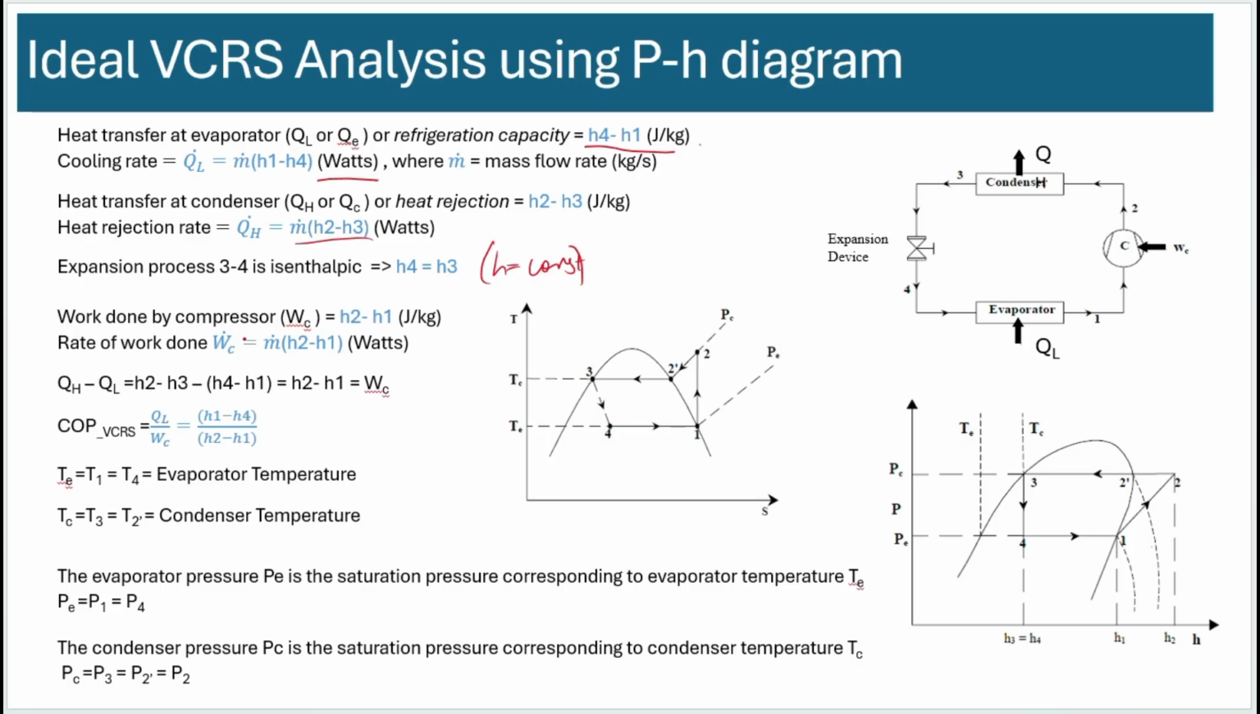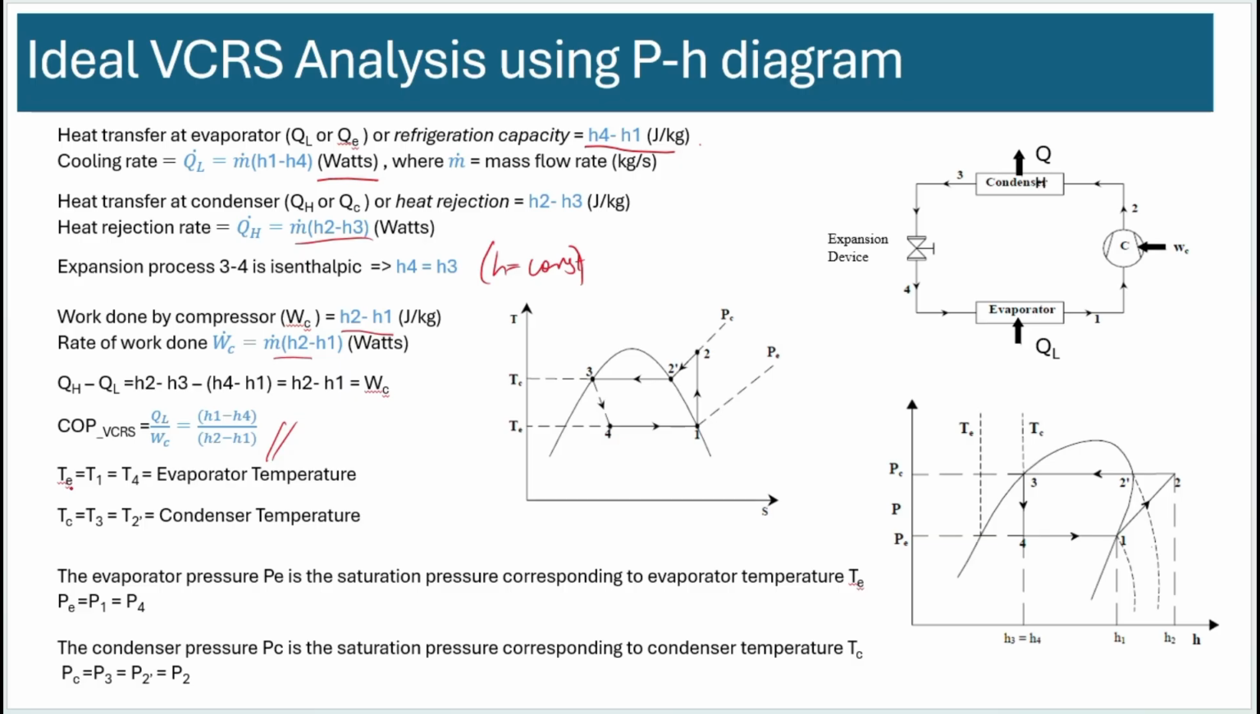Now, work done by the compressor, you can calculate from the enthalpy change between 1 and 2, H2 minus H1. And typically, the assumption is it's isentropic. Okay, so rate of work done is, again, you multiply mass flow rate with that change in enthalpy. The COP of such a system is basically QL divided by work done. So it will be QL, which is H1 minus H4, divided by H2 minus H1. Okay, so that is the COP in terms of enthalpy.